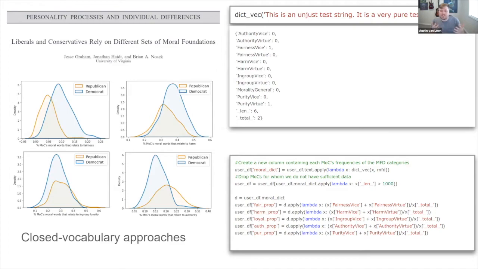And so, for instance, these are kernel density estimates, which are basically just smooth histograms of the proportion of words used by members of Congress that were in the fairness category, the harm category, the in-group loyalty category, and the authority category. And they seem to be different. They seem to be different in the ways that would be suggested by the theory. And then we can test those. Specifically, here we use a Mann-Whitney U-test. And that supports the idea that these are significantly different distributions, and therefore provides support for the theory.